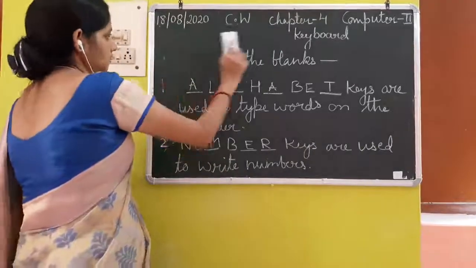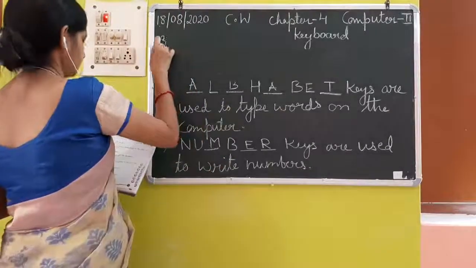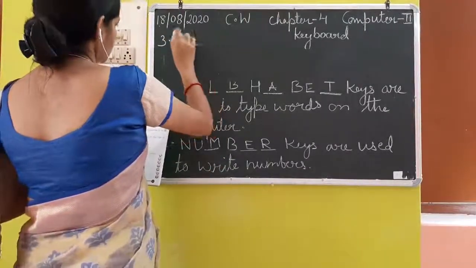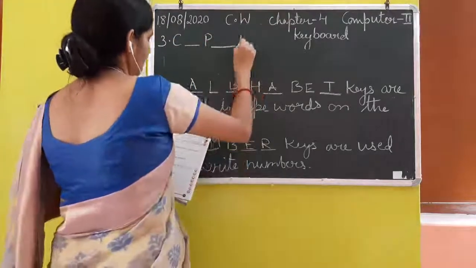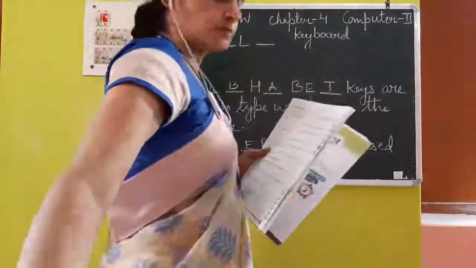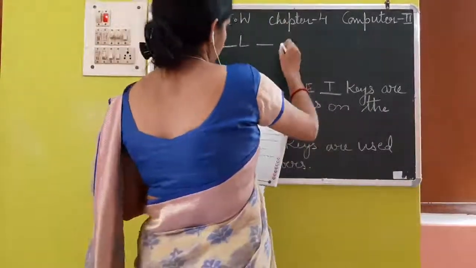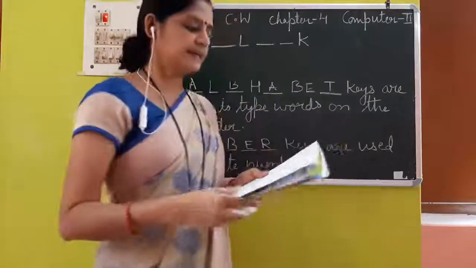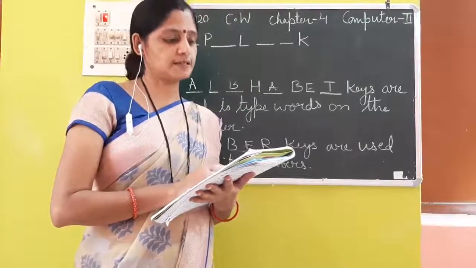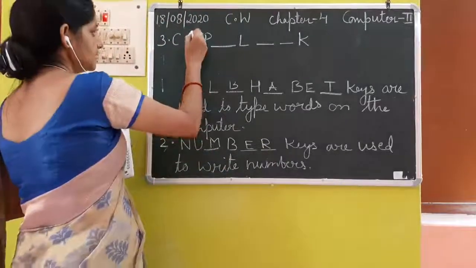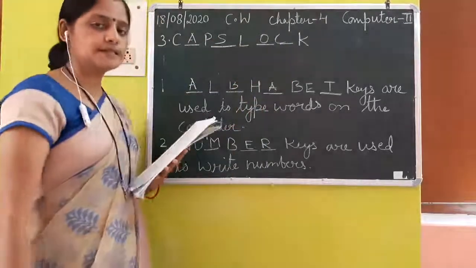Now coming to the third one. Third one is 3. C dash P dash L dash M dash K. So question is, key is used to type capital or small letters. Which key is used for writing capital and small letters? That is caps lock. C-A-P-S, caps lock.